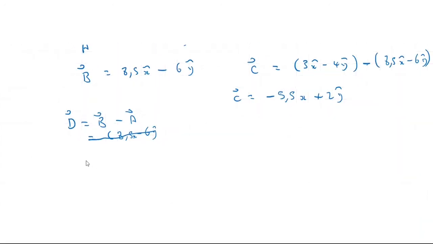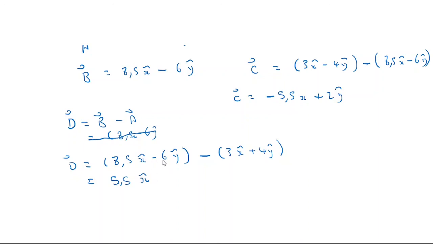Okay, so I'm going to say this is going to be, what is B? 8.5 x hat minus 6y. That was what B is. Minus, which is this minus. And then A, what is the vector A? The vector A is 3x plus 4y. Okay. All right. So what is that now? You're going to say 8.5 minus 3. You still get 5.5, but it's positive now.